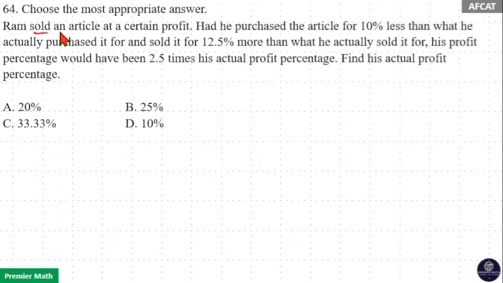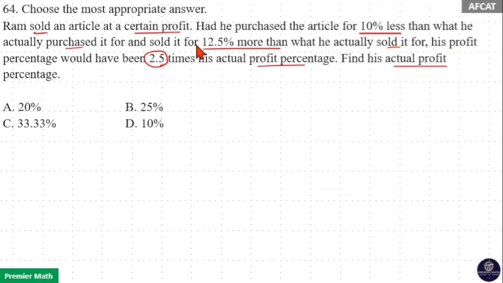Ram sold an article at a certain profit. Had he purchased the article for 10% less than what he actually purchased it for and sold it for 12.5% more than what he actually sold it for, his profit percentage would have been 2.5 times his actual profit percentage. Find his actual profit percentage.